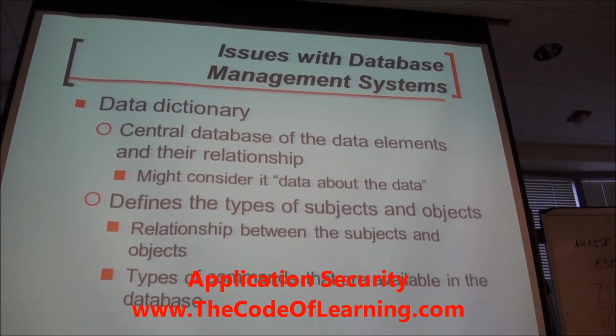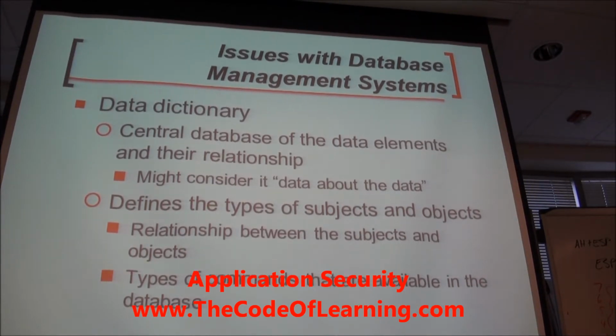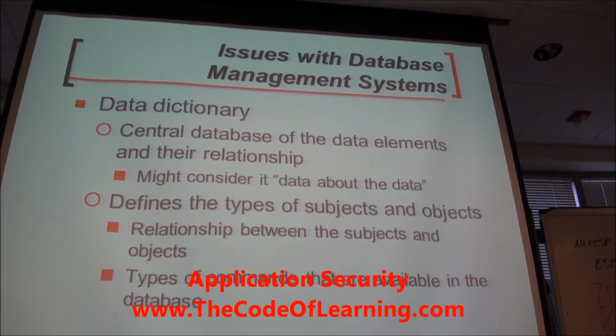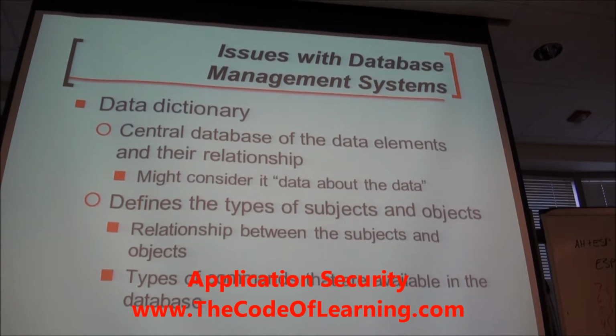So, essentially a database of the data elements and their relationships. It defines the types of subjects and objects, access control methods, what tables are available, any constraints. All that would be in your data dictionary. How many views, how many tables. It's a nice summary.